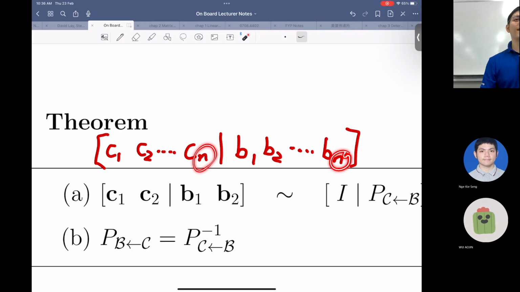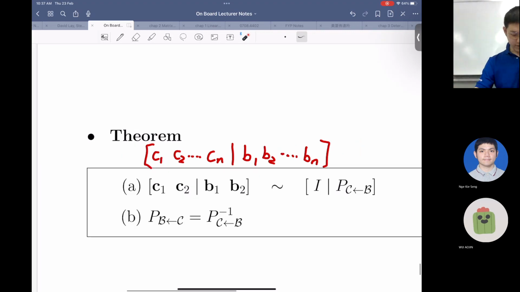Why? Why can they not be different? They are the bases of the same vector space, so the dimension cannot change. So they must have the same size.